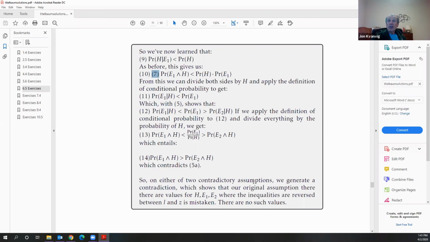So on either of two contradictory assumptions, we generate a contradiction, which shows that our original assumption, that there are values for H, E1, and E2 where the inequalities are reversed between L and Z, is mistaken. There are no such values.